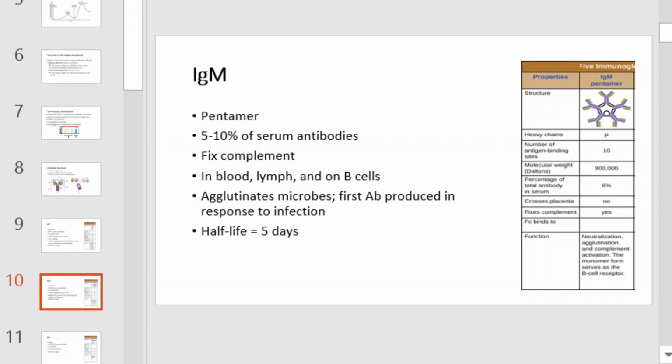This is IgM, which is a pentamer. 5 to 10% of our serum is made up of this type of antibody. It has a fixed complement, can be found in blood, lymph, and on B cells, and agglutinates microbes. It is the first antibody produced in response to infection, with a half-life of 5 days.